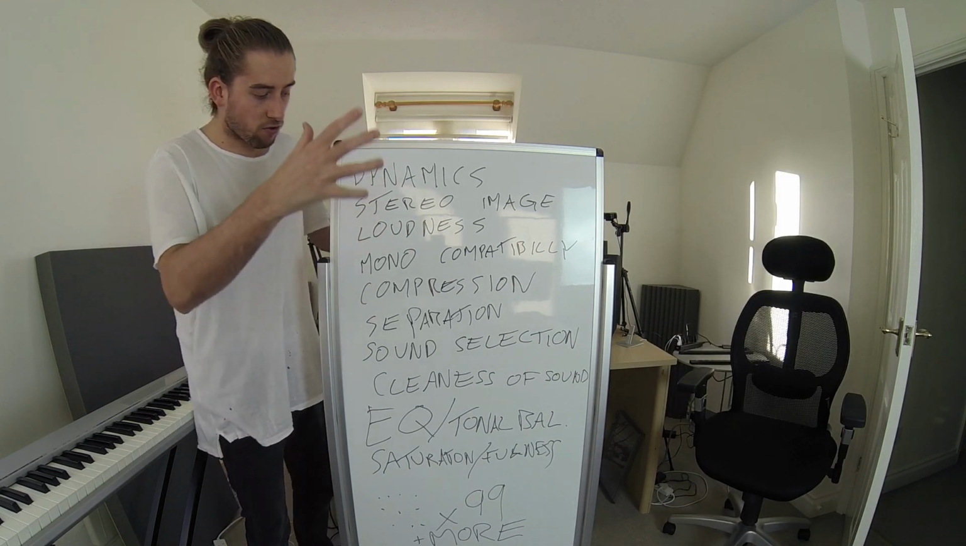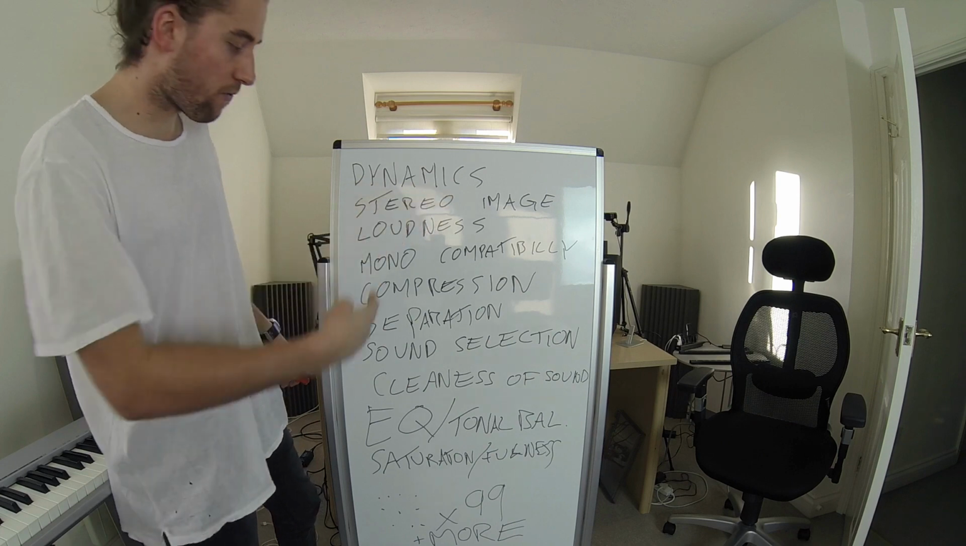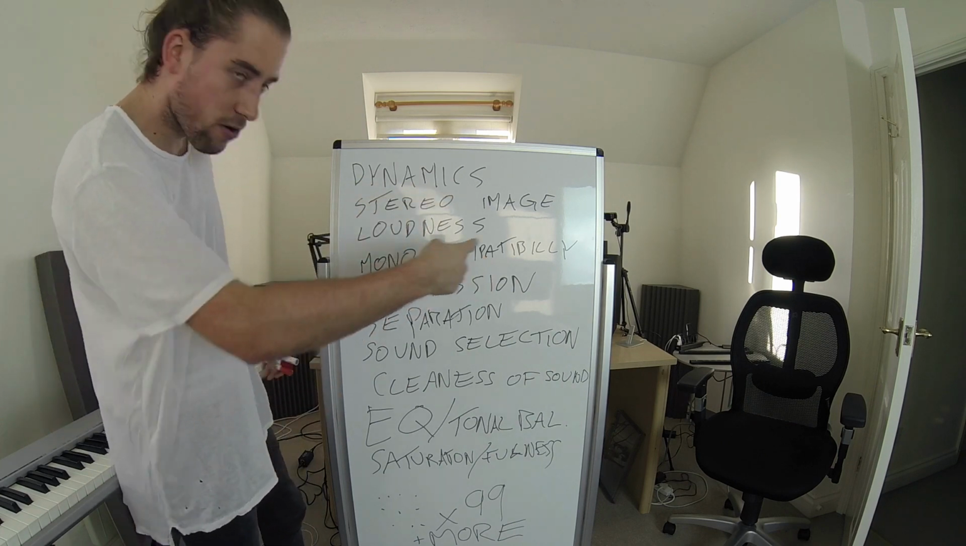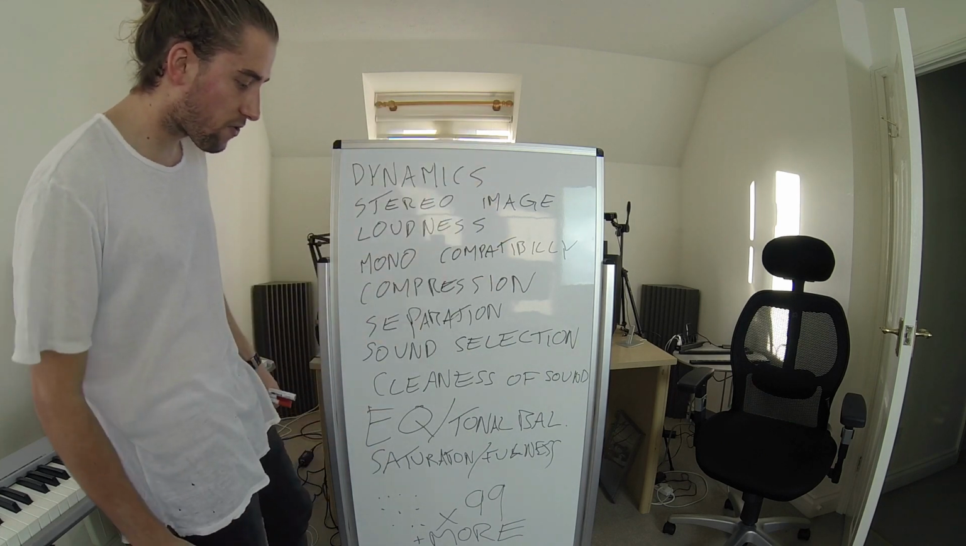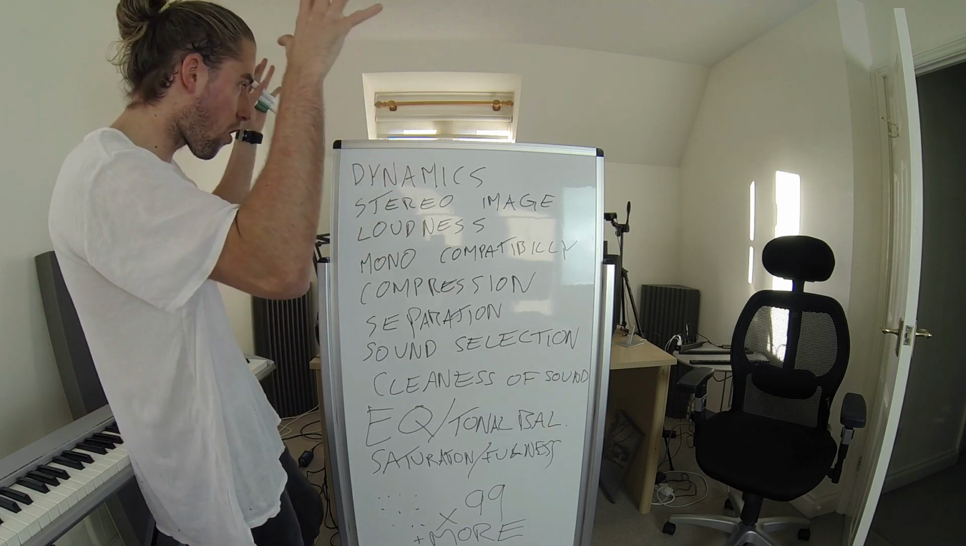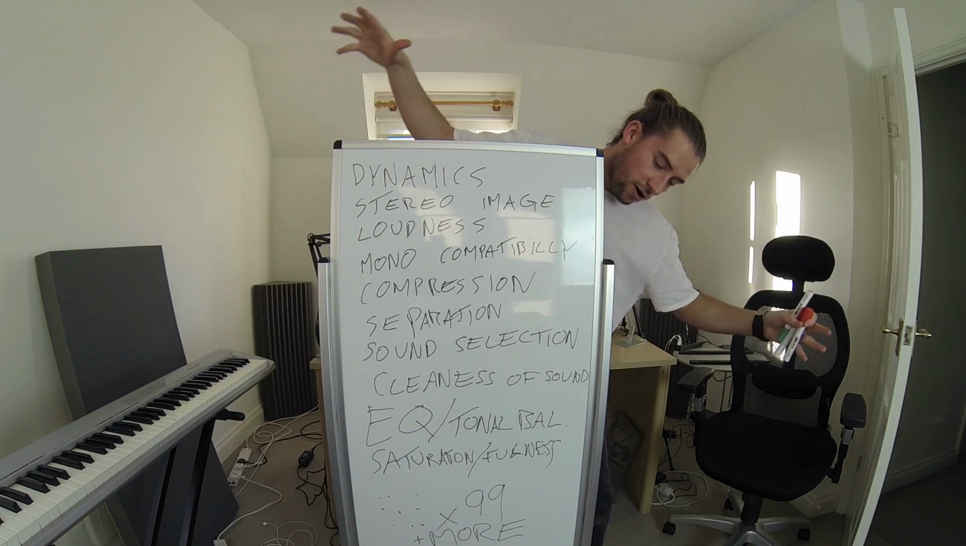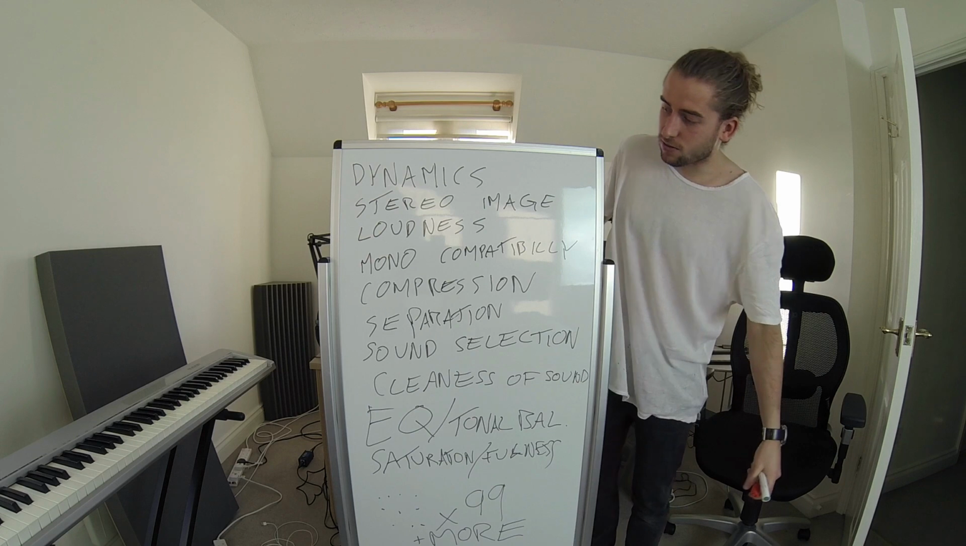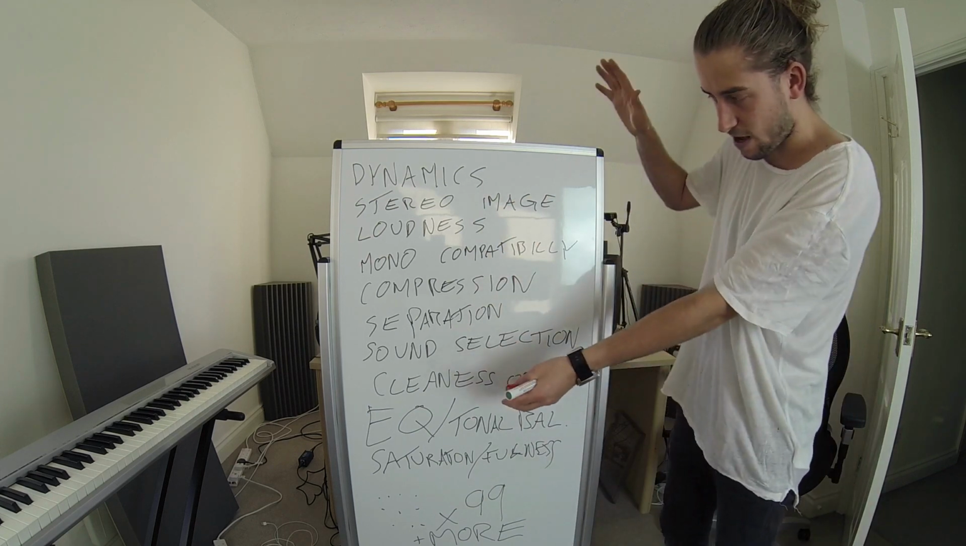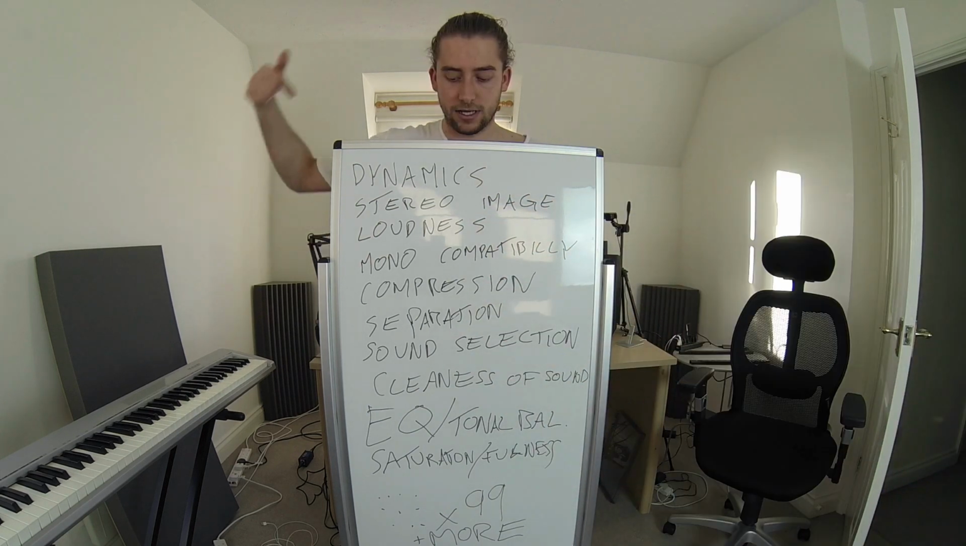Multiplier, what are you on about? Why are you writing all this down? Dynamics is obviously important, and compression and mono compatibility. Why have you written all these down if they're not the most important? What are you doing, you maniac? This is obviously important. One of these must be the most important, or at least maybe a combination of two.